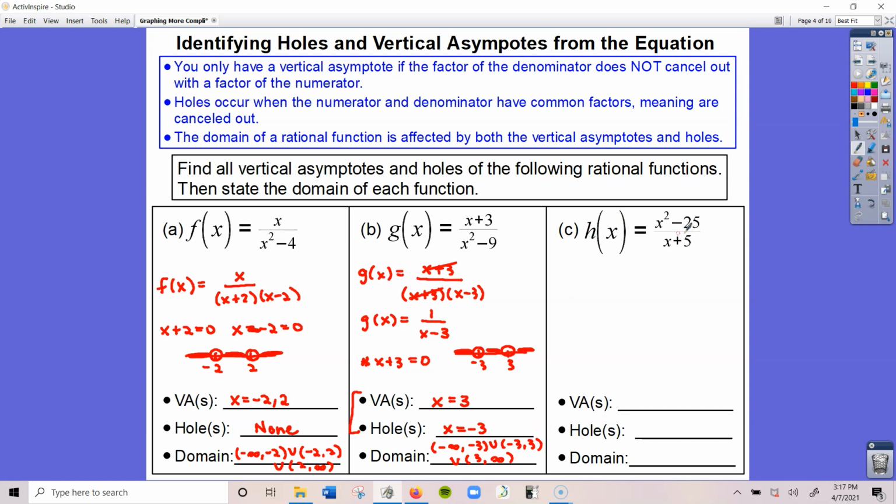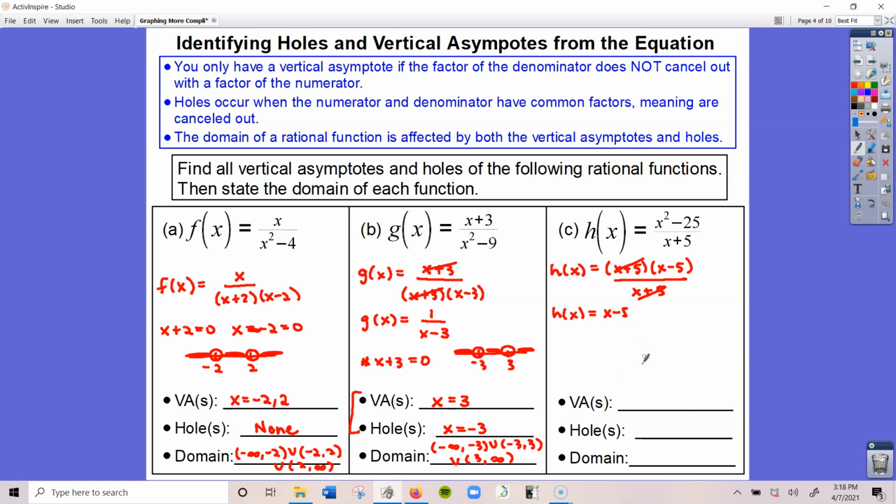Last one here. We're going to simplify this rational function. X squared minus 25 is another difference of squares, which can be factored to be x plus 5, x minus 5, and the denominator is just x plus 5. As you can see here, the x plus 5's will cancel. So we're left with, here in the numerator, x minus 5, and in the denominator, that's just 1, but we don't ever have to write over 1. So this is my now simplified equation.